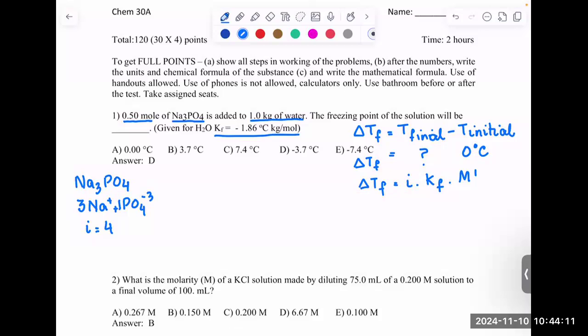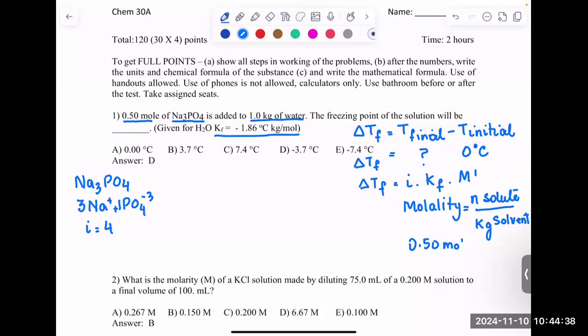Kf is given to you, m. Now m stands for molality. Molality, M-O-L-A-L-I-T-Y. What is molality? Molality is the number of moles of the solute over the kilograms of the solvent. So how will you do this in this case? We are using 0.50 moles of Na3PO4, divided by 1 kilogram of, in this case, water. And this is the molality, m.